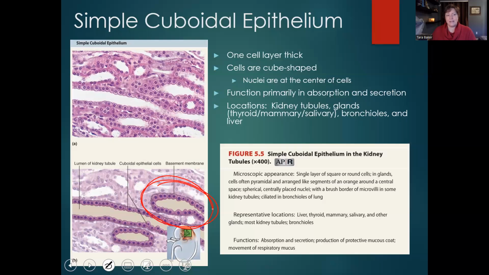Another place that you will see them easily is in the thyroid. In lab, you're going to be looking at thyroid to see these simple cuboidal cells. What's the thyroid? The thyroid is in your neck, and it's a gland that makes thyroid hormone. So they're cuboidal cells making hormone and putting it into the bloodstream. These cuboidal cells are big on secretion of hormones in the thyroid. You need to be able to tell me how many layers thick, what shape, and then function and location. For the location, I want you to know kidney tubules and the thyroid gland.